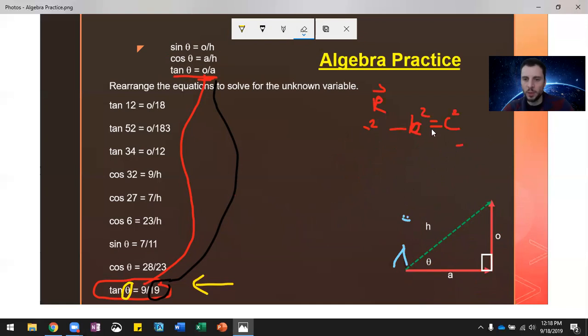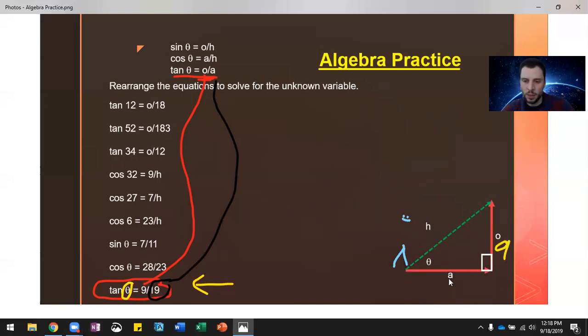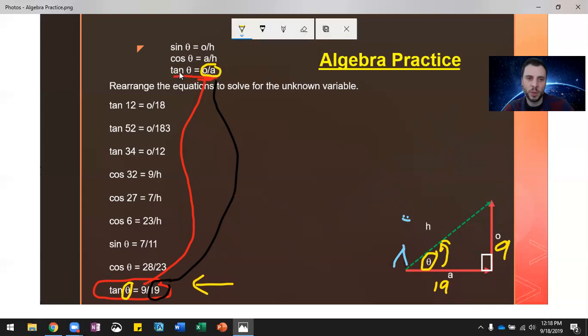All right. So how do we do that? Well, we know what the opposite side is, and we know what the adjacent side is, right? That's given to us right down here. It's 9 and 19. So the opposite side is 9. The adjacent side is 19. We don't know our angle. We don't know theta, but we want to figure it out. And so which one of these equations is going to let us solve for theta if we know the opposite and the adjacent? Well, it's going to be the tangent.